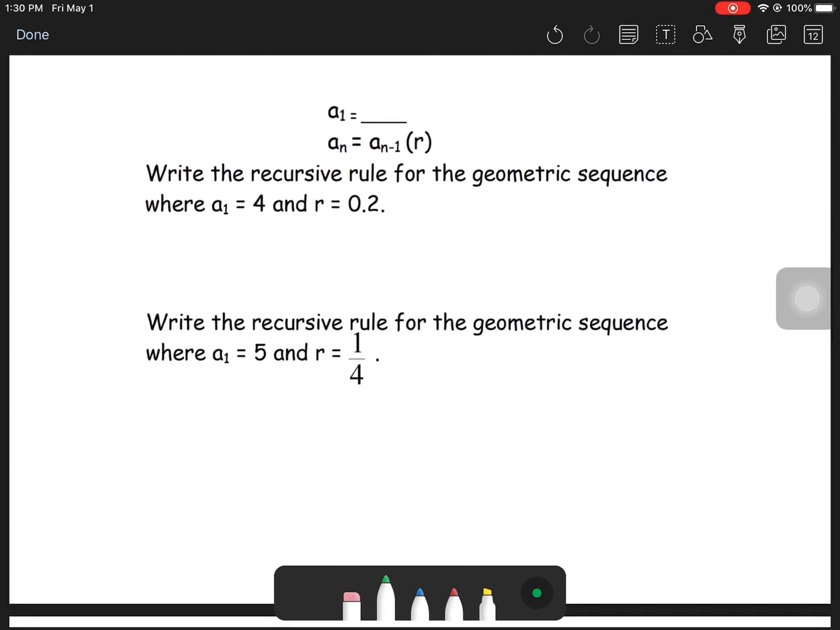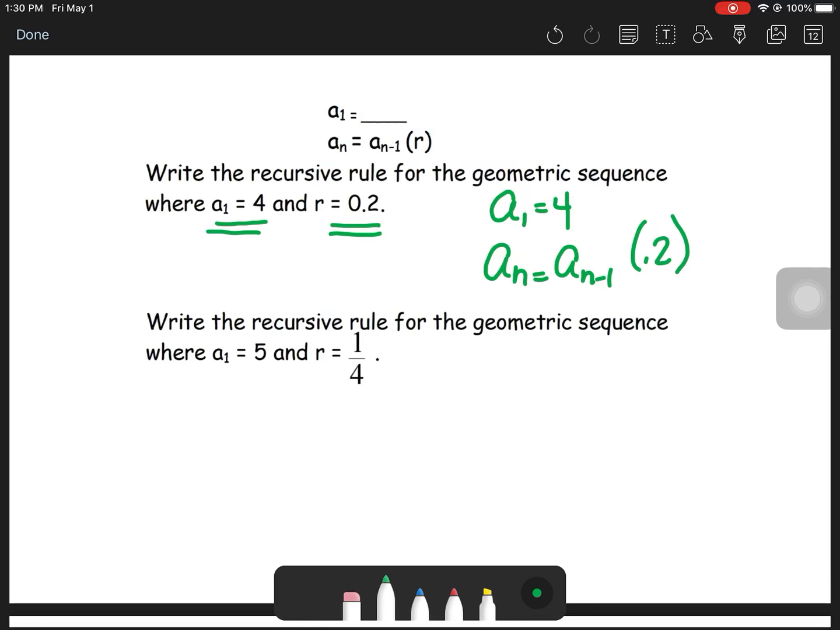Okay, so let's do a couple of problems. It says write the recursive rule. Super easy. Here's each of the pieces we need. It is required that you write the first term. Then the other part of the rule will be take the previous answer and multiply it by 0.2. And that's it.